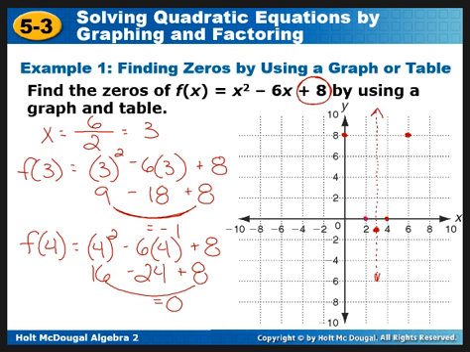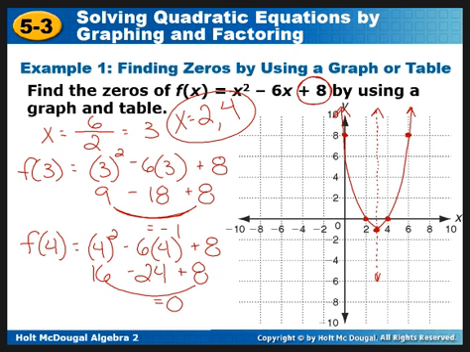So right here we can see that the two places where I cross the x-axis are going to be when x equals 2 and when x equals 4, based on the two circles where the graph crosses the x-axis. So in this case, if you were being asked to find the zeros, they would be x equals 2 and x equals 4. Alright, those two values are what give you an output value of 0.